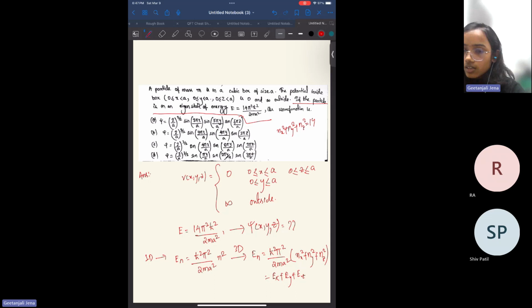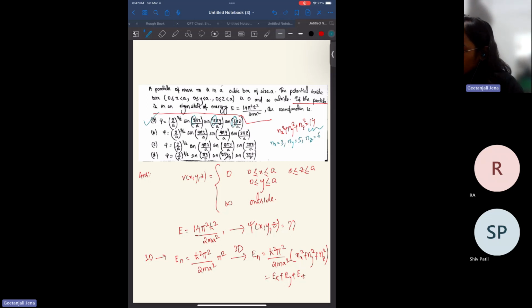So the options are already given. You just have to check. If you check the first one, nx is 3, ny is 5, and z is 6. So now if you add the squares of nx, ny, and nz, it will not be 14. It will be greater than 14, right?